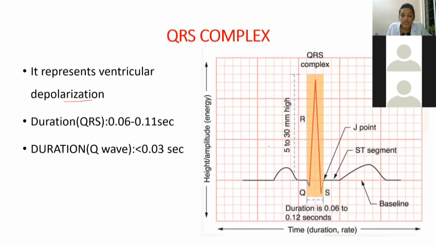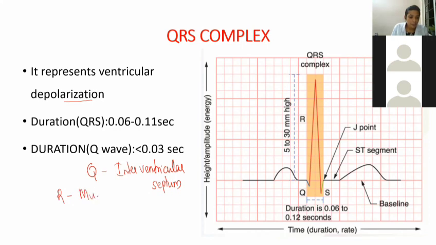Each wave represents depolarization of the ventricles, but each part of the ventricles is depolarized at a different point in the QRS complex. At the time of the Q wave, the interventricular septum will be depolarized. During the R wave, depolarization of the whole muscle mass of the ventricles will be happening.